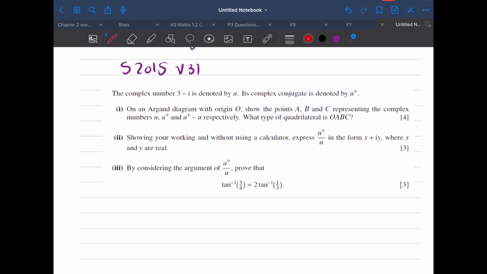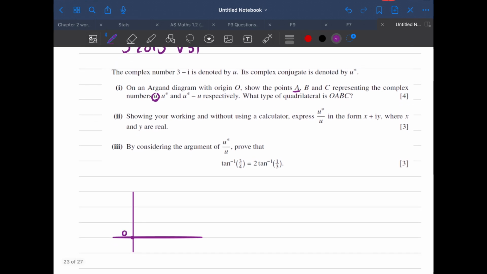O is the origin, 0, 0. A is u. What was u? 3 and minus 1. So 1, 2, 3, minus 1. It's going to lie here. That's A. Now B is u conjugate. If u is 3 minus i, u conjugate will be 3 plus i. It's going to lie here.